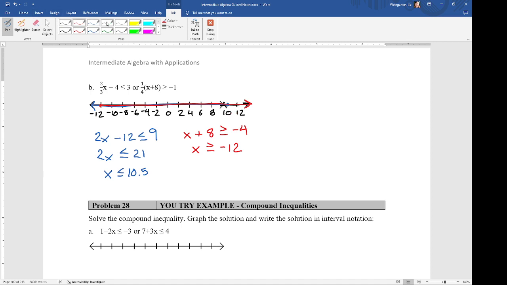So what is all colored on this number line? What contains markings? Everything does. Therefore, we have a solution that goes from negative infinity all the way up to positive infinity. So all real numbers are solutions to this compound inequality.